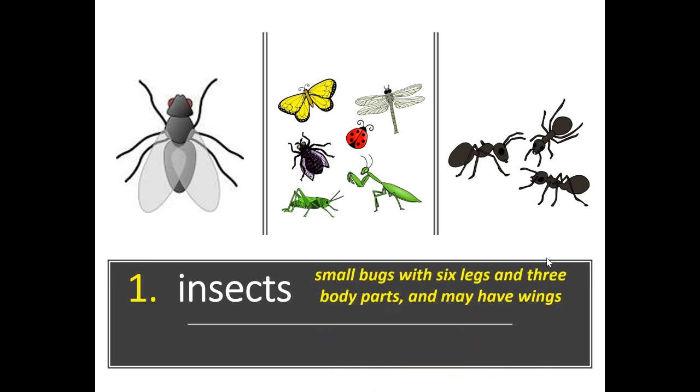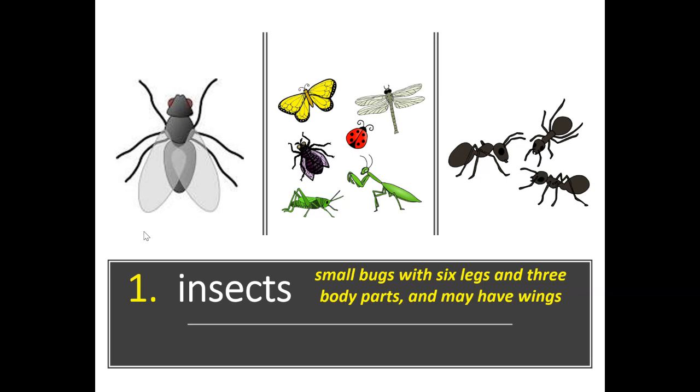Insects are small bugs with 6 legs and 3 body parts and may have wings. If you notice, some of these animals have wings, but others don't. The ants in this picture don't have wings, but I know there are some flying ants. So they are all insects. So please make sure whatever activity you're doing, you need to write the words down. Insects. Another word for insect could be bug, or you could say a bug with 6 legs. There's a synonym for you, bug.